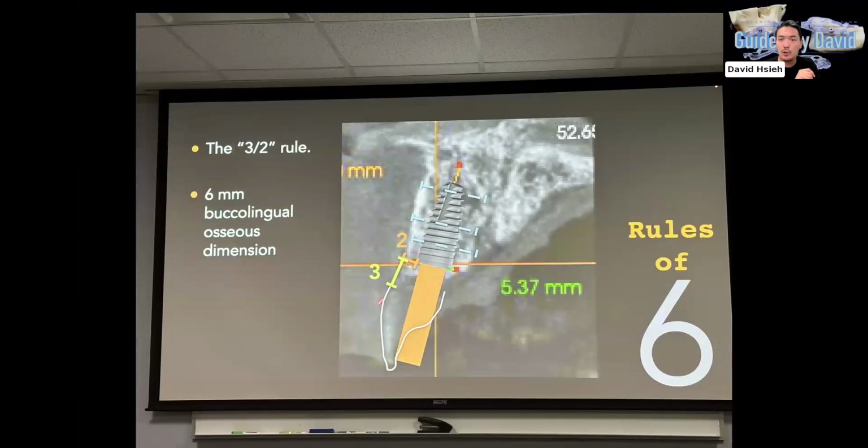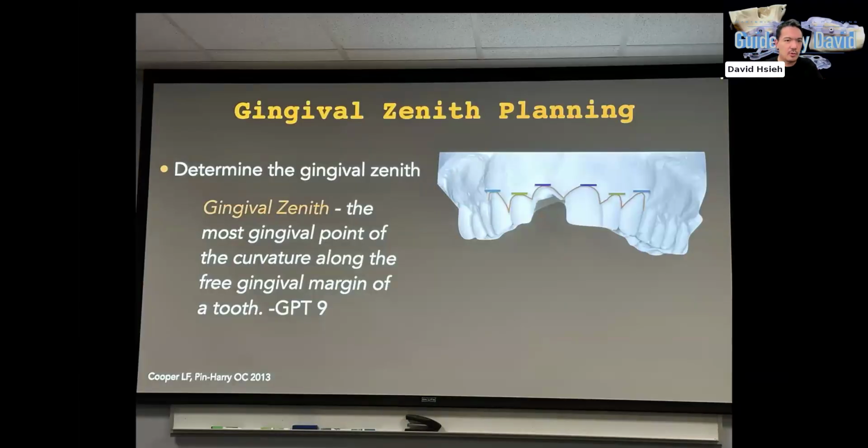So the 3-2 rule. So what is the 3-2 rule? In short, it just places the implant 3 millimeter apical, meaning deeper, right? From the gingival zenith. We'll talk about that later. And then 2 millimeter lingual or palatal to the buccal bone wall. So 3-2 rule, just like that. And sounds easy, right? And there's a reason for that. So how to do that, right?